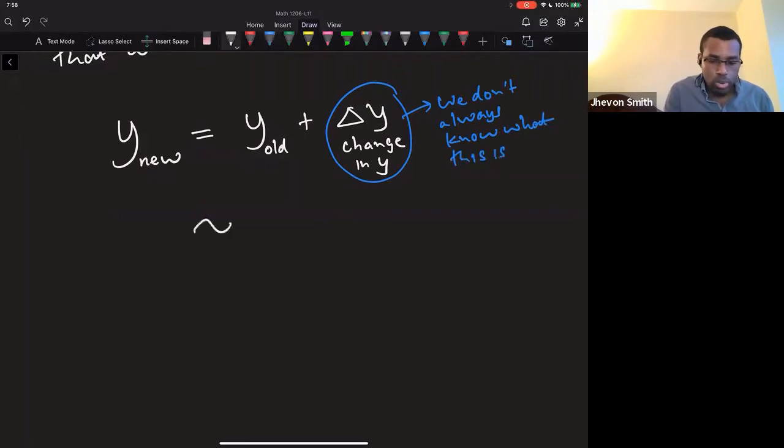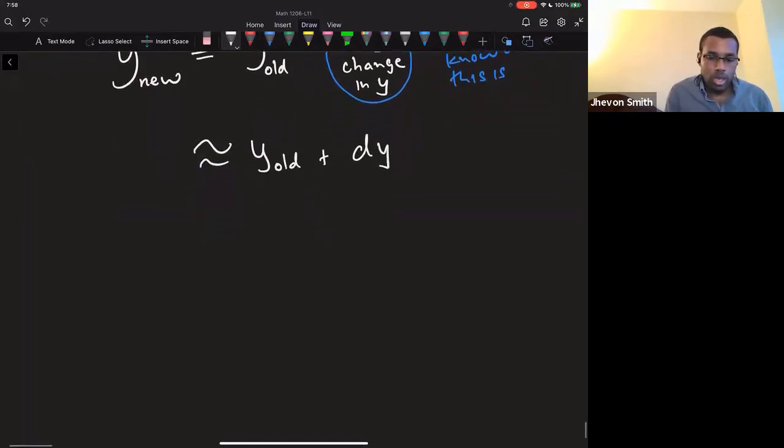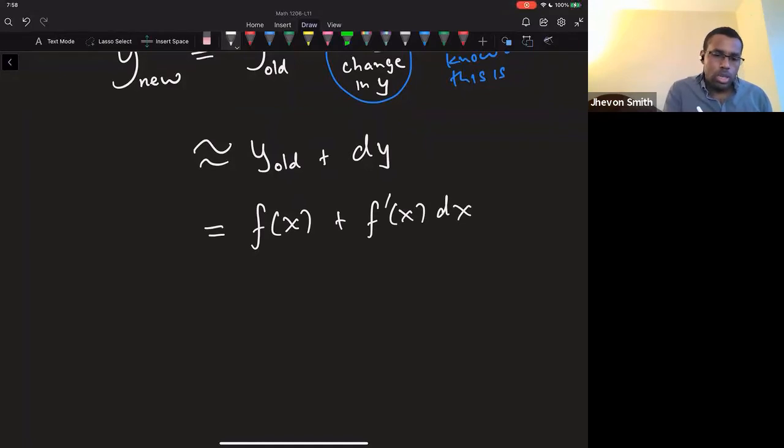So what we can do is we can approximate it with the old y value plus dy. Now the old y value is of course going to be f of x, plus the dy I just showed you was f prime of x dx. Or let's say, just to match it up with the notation, let's put a and a here. So this is the old y value at the point, and it's going to be that at the new point.